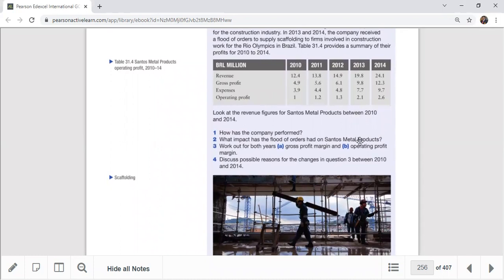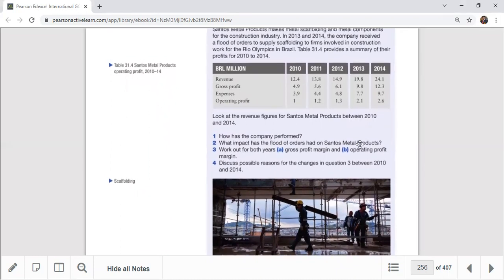How has the company performed? And what impact has the flood of orders had on Santos Metal Products? Work out, for both years, the gross profit margin and the operating profit margin, 2013 and 14. And the final question they're asking: discuss the possible reasons for the changes in question 3 between 2010 and 2014. What's the main reason for the improvement?